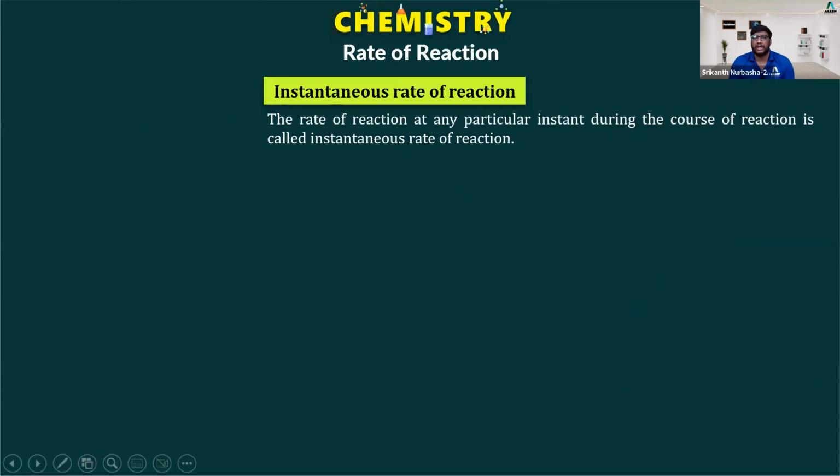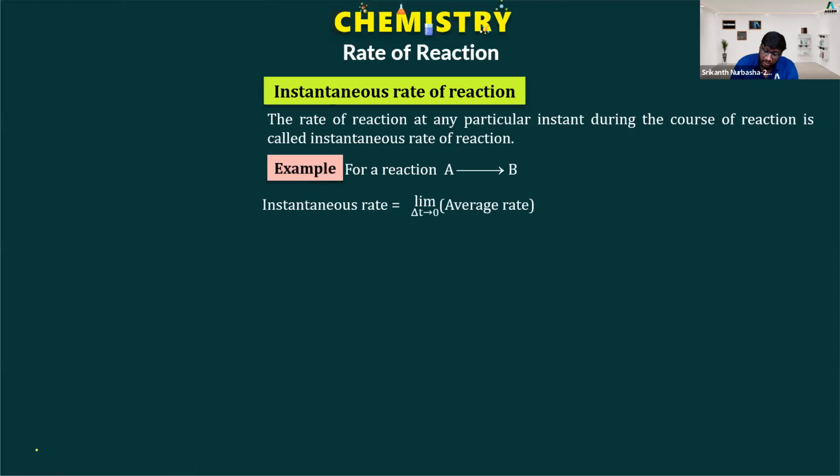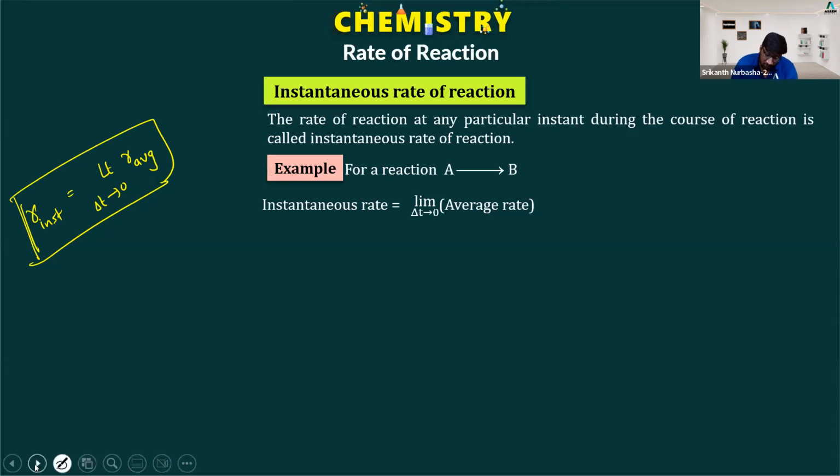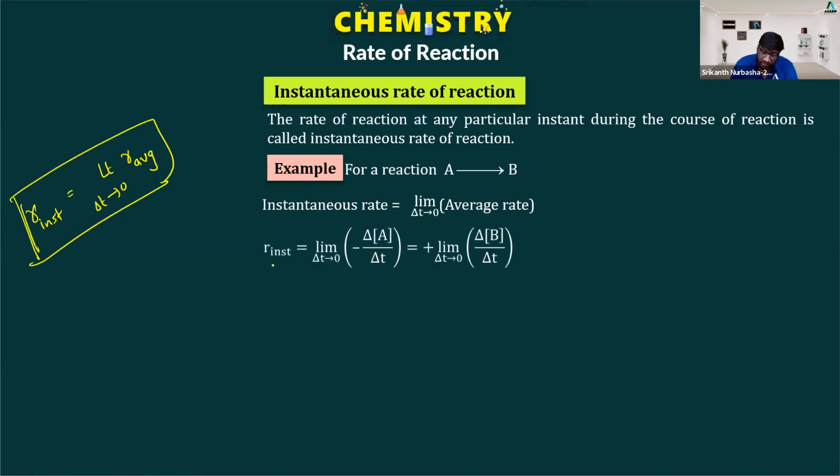Instantaneous rate means whatever the time T1, time T2 we have, that time interval we have to reduce and make delta T to be 0. So it seems to be an instant of time. So for a reaction A to B, R instantaneous is equal to limit delta T tending to 0 of R average. That is, as delta T, the change in time interval, is tending to 0, the average rate of the reaction is nothing but instantaneous rate.